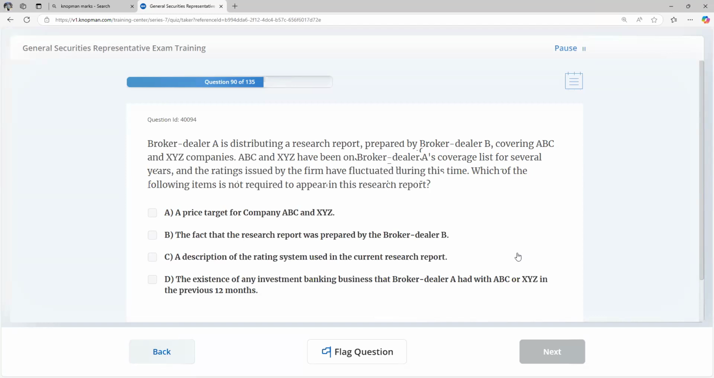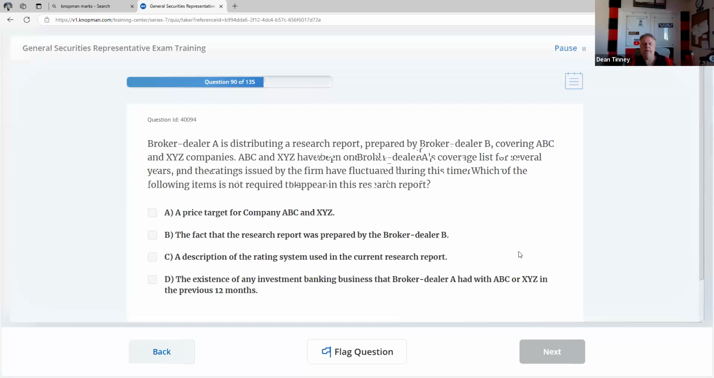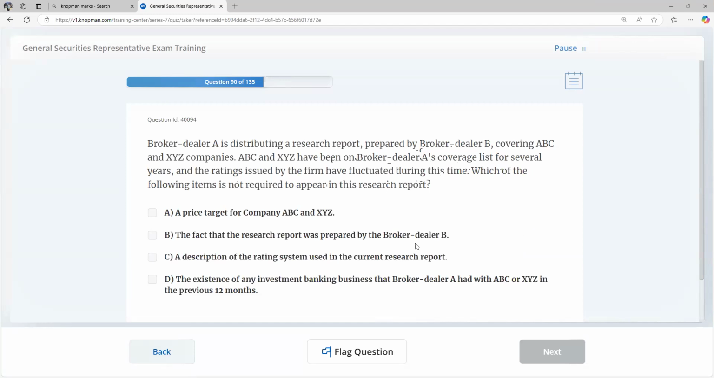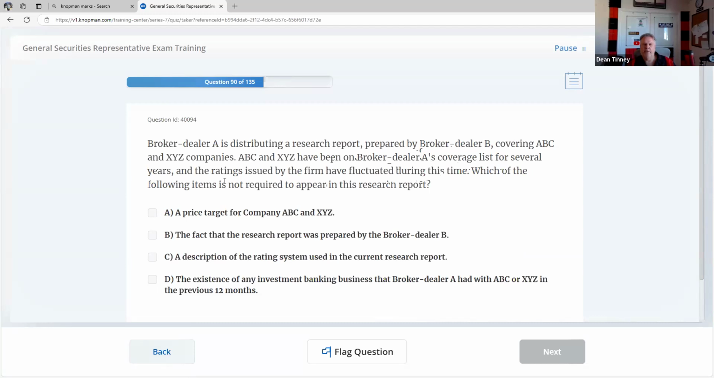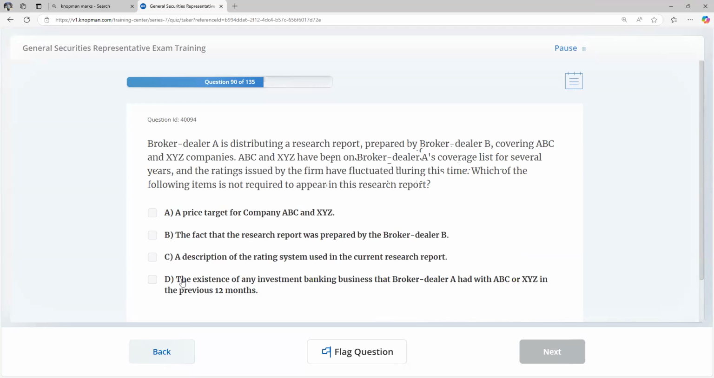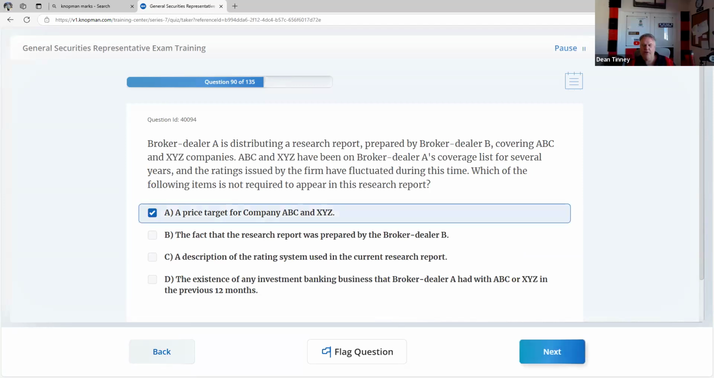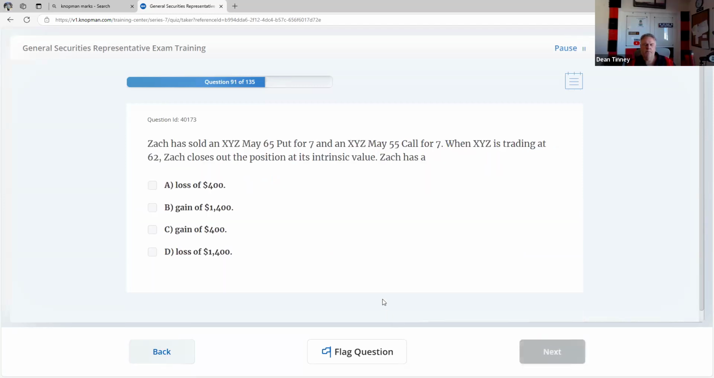I'm kind of between that one and then the price target. I like that one. I think you're on the right track. Maybe it's D, because I feel like you could have a price target in the research report. Yeah, you could. It says which of the following is not required. So A, you don't need it. I don't think you have to go over a price target.